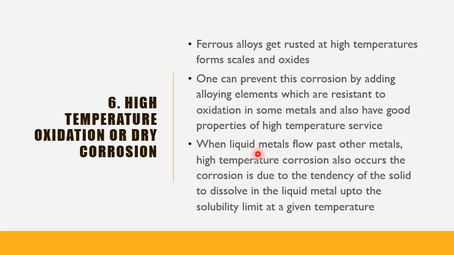Here is another example of high temperature corrosion. When there is a liquid metal flowing in industries over other metals which are solid, this liquid metal will dissolve some amount of the solid metal in itself. High temperature corrosion also occurs. The corrosion is due to the tendency of the solid to dissolve in liquid metal up to the solubility limit at a given temperature. So the liquid metal will dissolve the solid metal up to the solubility limit, and the solid metal will be corroded due to the flow of this liquid metal.